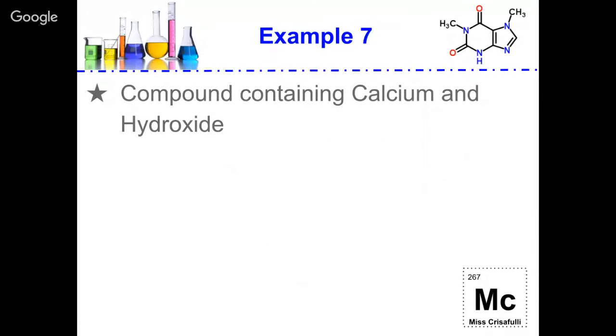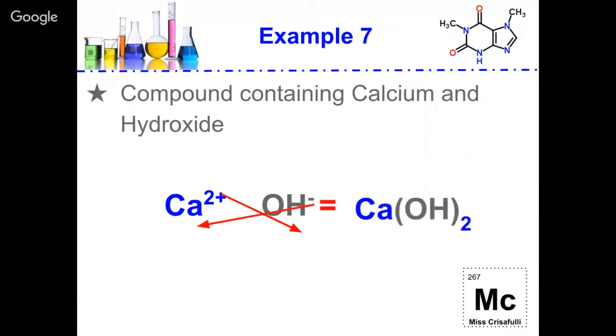What about calcium and hydroxide? So calcium is 2+, hydroxide is OH-, crisscross, Ca(OH)2, and we have to put the OH in parentheses because we need 2 of those. We don't need 2 H's, we need 2 OH groupings.